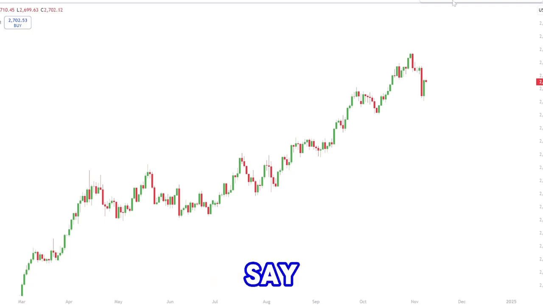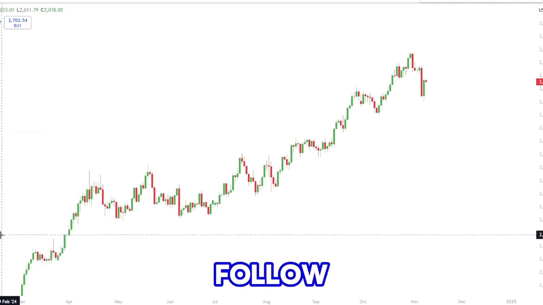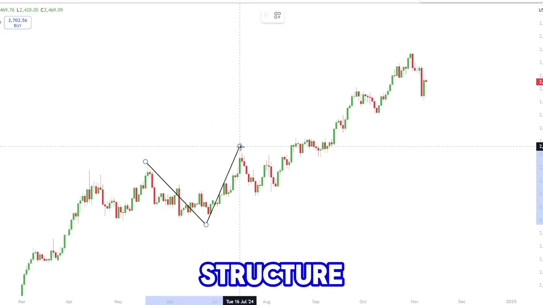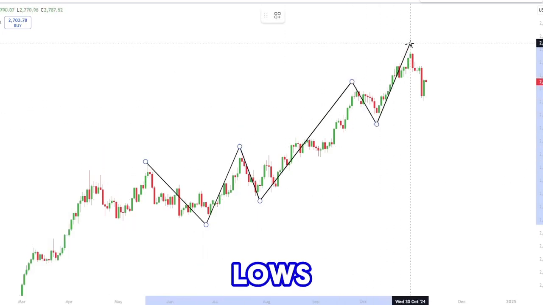Now, one thing I want to say with gold is, of course, if we just follow the very, very basic structure, we see structure performing something like this. So we see highs and lows and highs and lows.